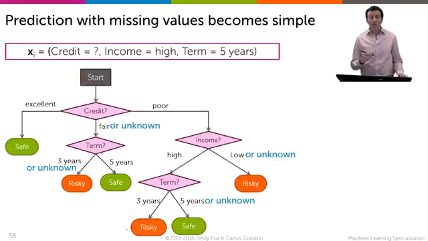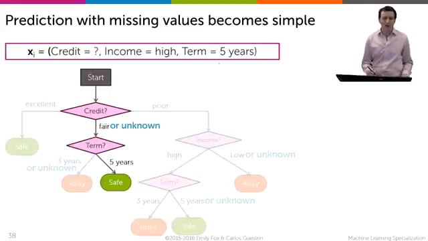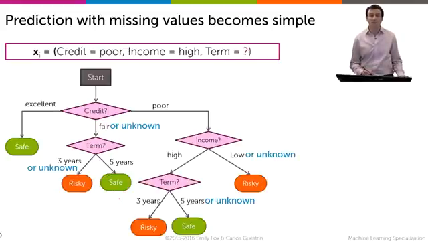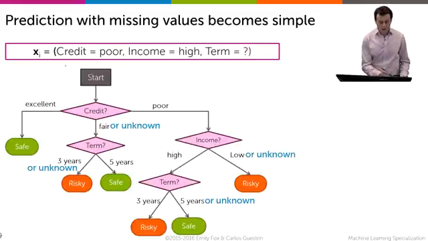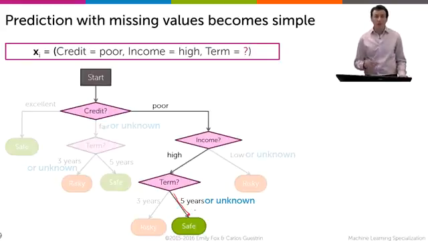Now, if we learn a tree like this and we're given an input, for example, where the credit is unknown, the income was high, and the term was 5 years, we can go down the tree and traverse. The credit was unknown, the term was 5 years, so I'm going to predict it's a safe loan. While if I have another input where the credit is poor, the income is high, and the term was question mark, we're in a different branch of the decision tree. We'll go down credit poor, income high, and the term here, unknown, goes down the same as the 5-year loan, and again, we'll predict safe.